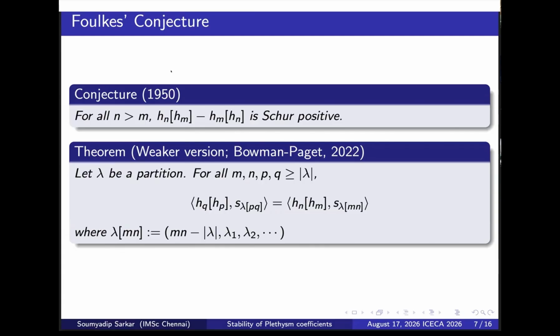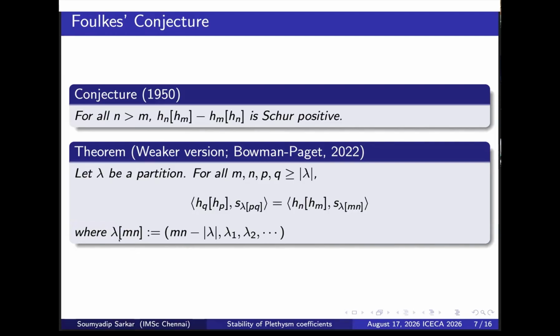Okay, so there's a weaker version of this conjecture, which was proved by Bowman and Paget in 2022. So they say that you take any partition lambda and you take your m, n, p, q to be large enough. Precisely, take them to be larger than the size of lambda. And then if you look at this padded partition, lambda with mn, so basically you fix lambda and then you pad the first row of lambda, you pad a single row so that the whole size becomes mn.